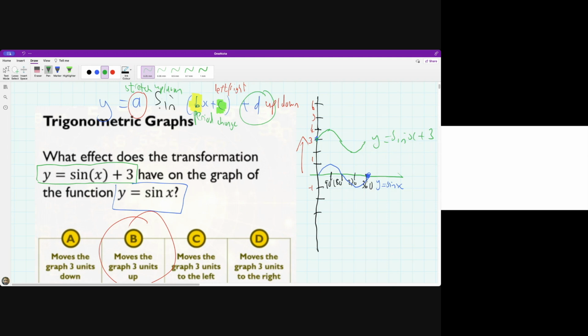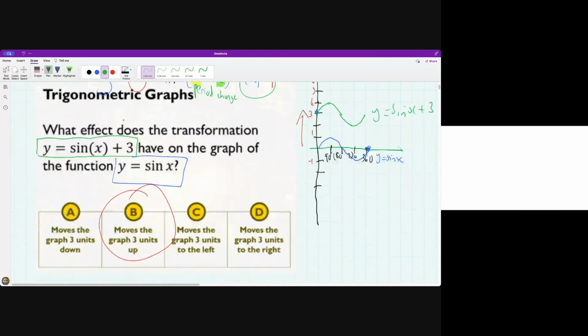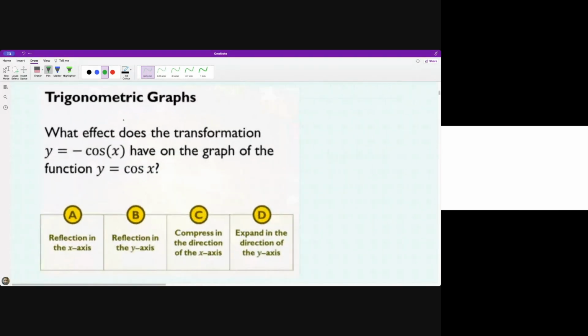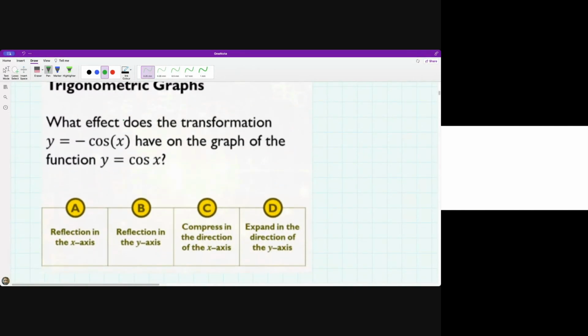Okay, thumbs up if you're familiar. We call this transforming trig functions. Give me a thumbs up if you've seen all these 4 transformations before. Okay, and also there is something called a reflection, but we'll cover those later. Okay. Oh, here we go. What effect does minus cos x have on the graph of the function y equals cos x?